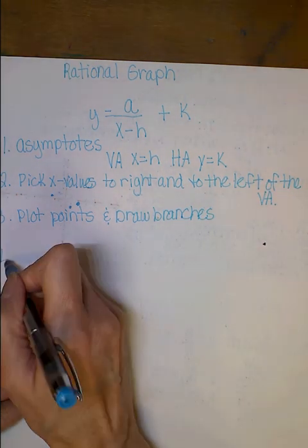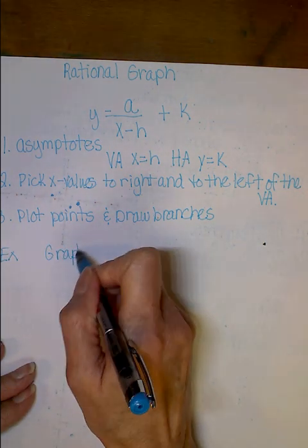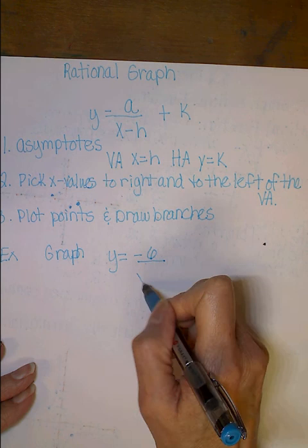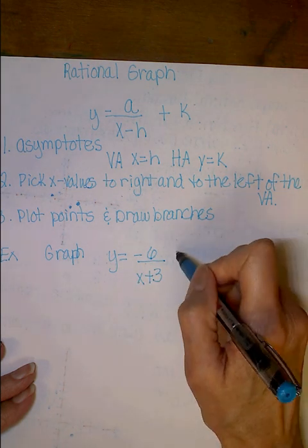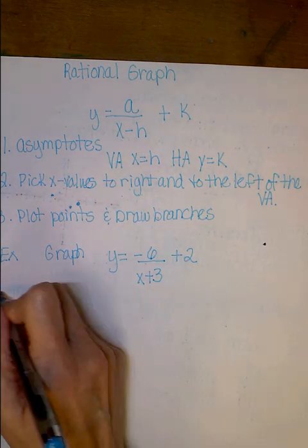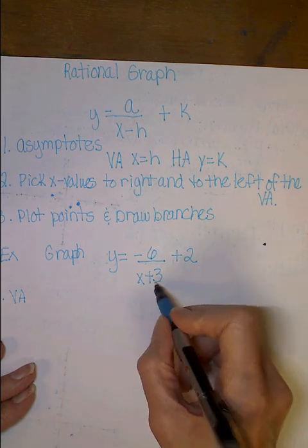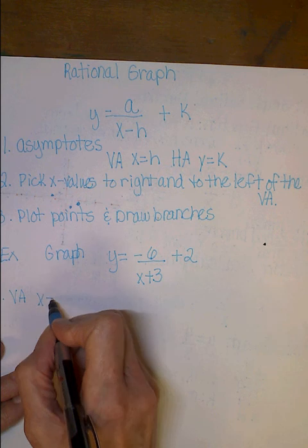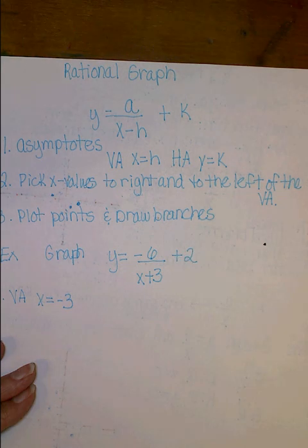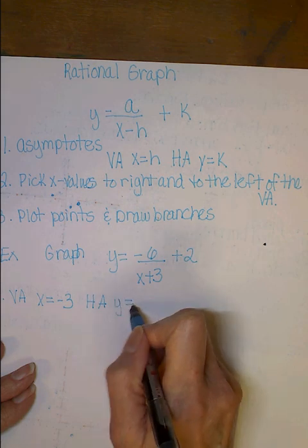Alright, so let's do an example of one that looks like this. We're going to graph y equals -6 over x plus 3, plus 2. Alright, so let's find our vertical asymptote. And since this is plus, you're going to change the sign to get x equals -3. Okay, because it would have had to be minus -3 to get that plus sign there. And your horizontal asymptote is always going to be that number. You don't need to change the sign.